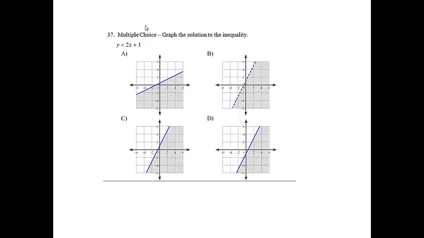And problem 37, graph the solution to the inequality. Well, I'm going to show you the easy way to get this one, and then we will do it a little bit harder. This one right here, I do notice that there's a less than sign and there is no equals, so it has to be a dotted line. So by default, it's going to be choice B.